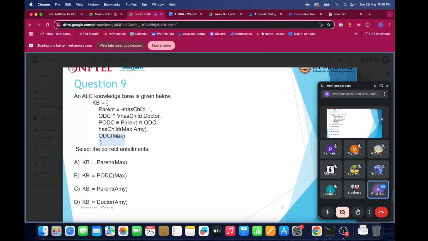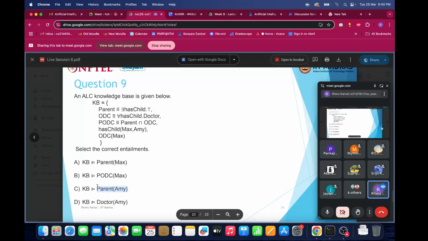And we are also given that only doctor children Max. So Max is parent of all doctor children. That is also true. And then Amy is a doctor is also true.